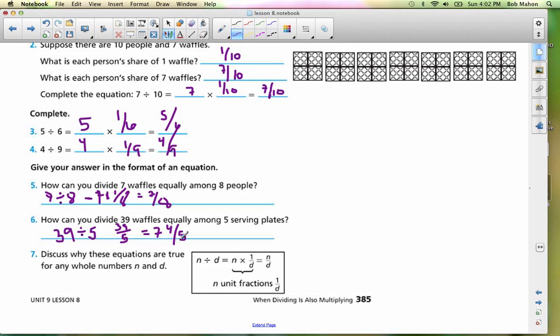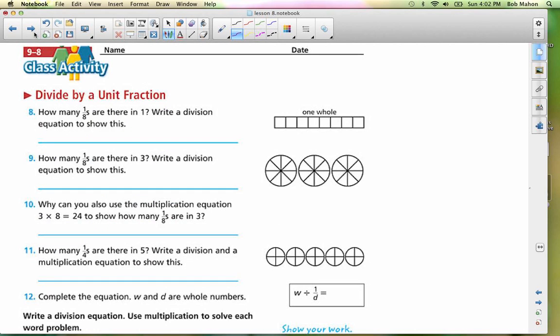Okay, when you look at these equations, n divided by d is the same thing as n times 1 over d, which is n over d, because when we divide, it's the same thing as a fraction. A fraction is just another way of saying division, so don't get confused by that. Okay? All right, so let's try a couple more problems here.